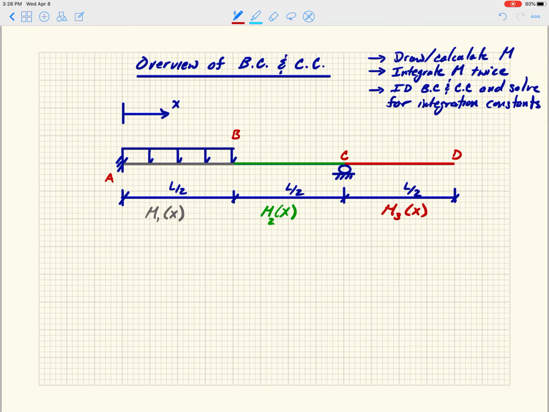And if we've got three moment diagrams and we integrate each one twice, right, then we're going to have 6 constants of integration, which means that we are going to need 6 boundary and continuity conditions, right? So let's go ahead and identify what these 6 boundary and continuity conditions are, right?